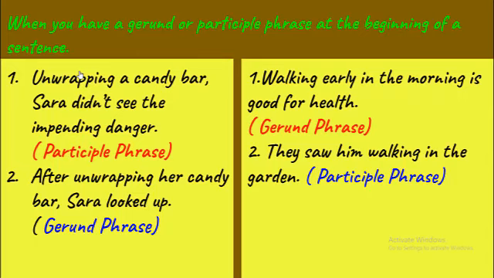They saw him walking in the garden. Saw him walking is being used as a participle adjective. So walking in the garden is a participle phrase, and we can identify walking in the garden as a participle phrase because of the indirect object, him.